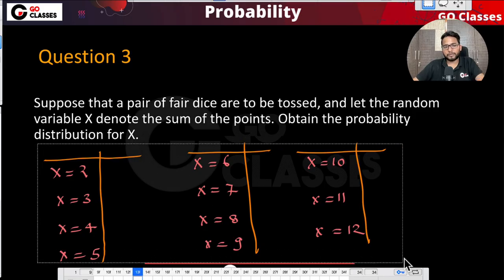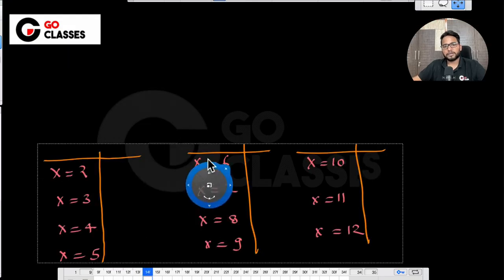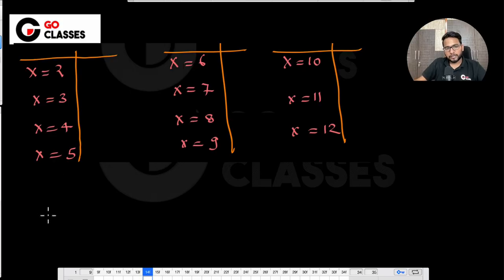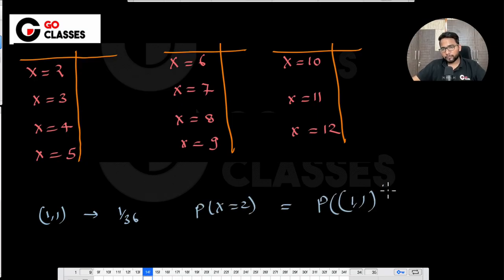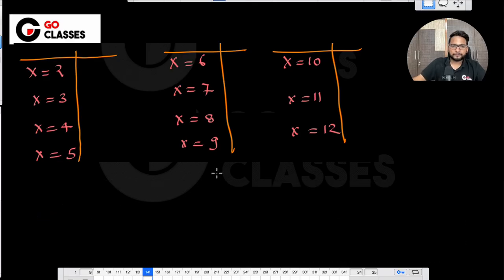So everyone is having 1 by 36 probability, right? Okay, so let me just go to the next page here. Now when is X 2? Whenever you will say that 1 is appearing, and this is having the probability of 1 by 36. So basically probability of X being 2 is same as probability of 1 appearing, which is basically 1 by 36 probability, right? So that is why you will say here you are having the probability of 1 by 36.